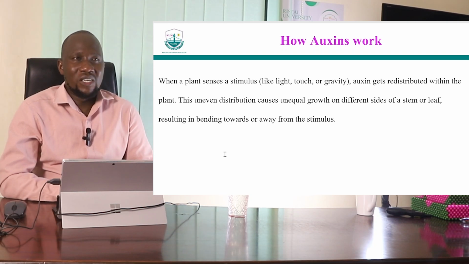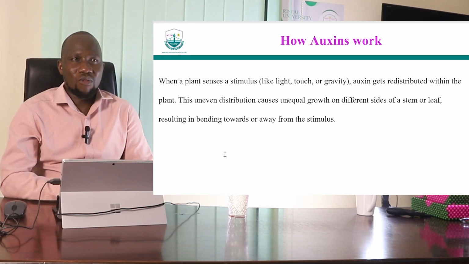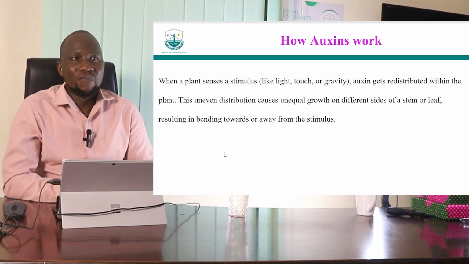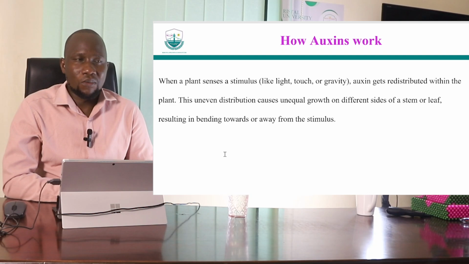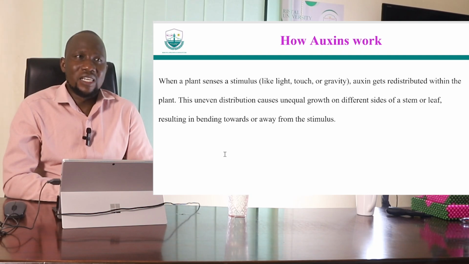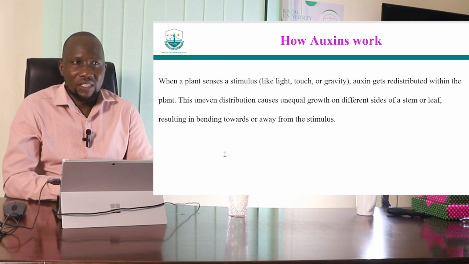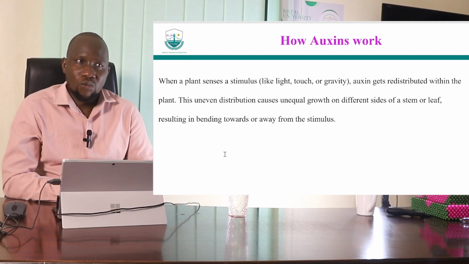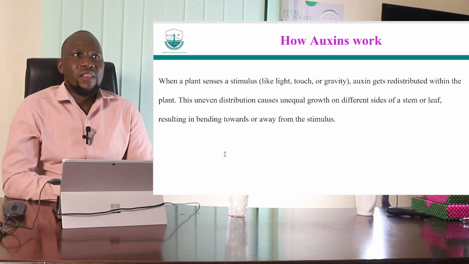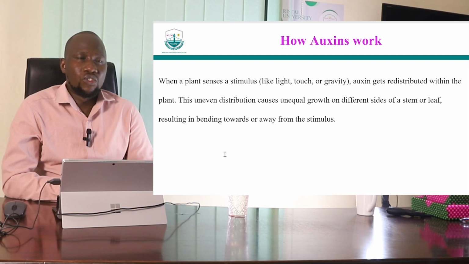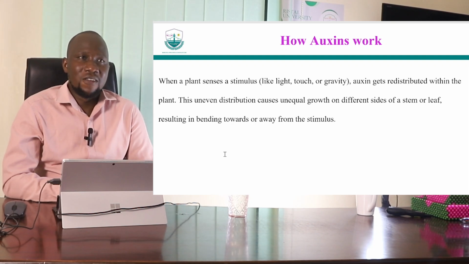And when we look at these growth movements later on, we will see how this distribution will happen, the influence of these factors on the distribution of auxins. It will become very clear to you. But the key concept is that for all the factors that we have mentioned, they cause an unequal distribution of the auxins.